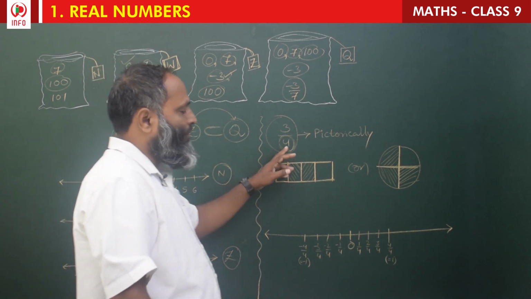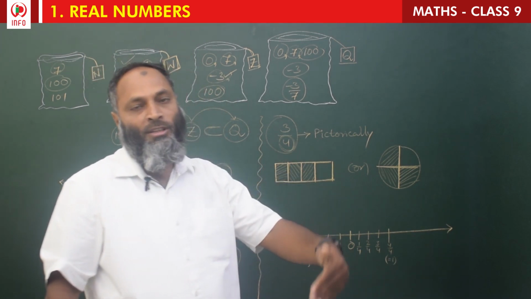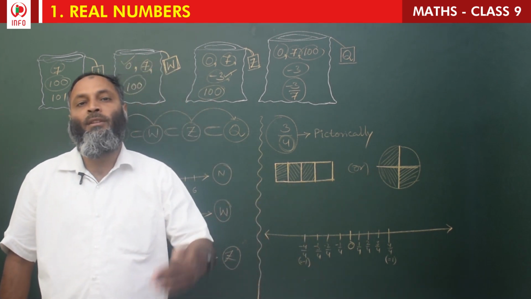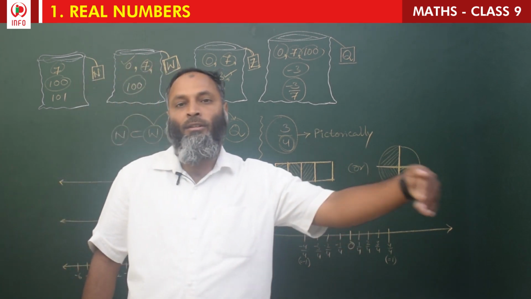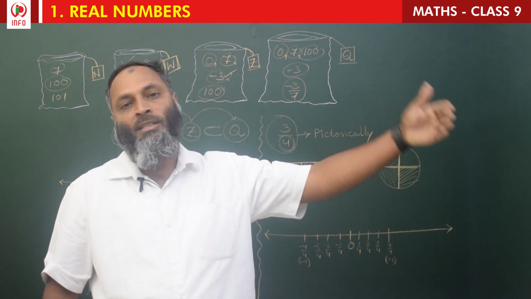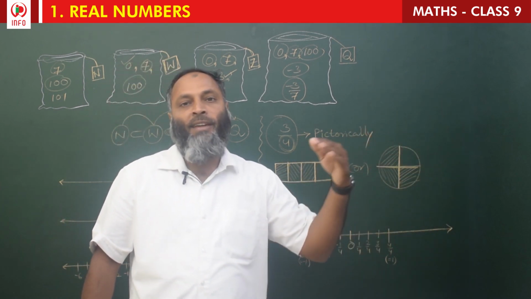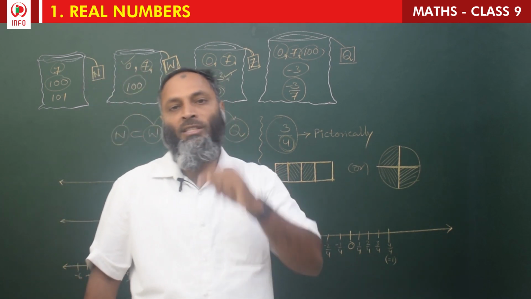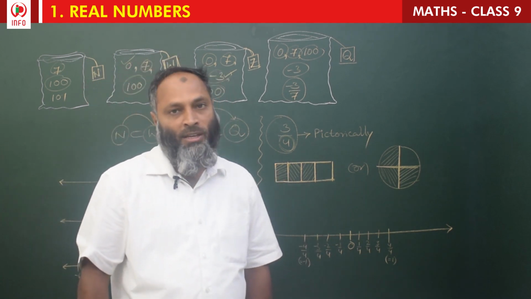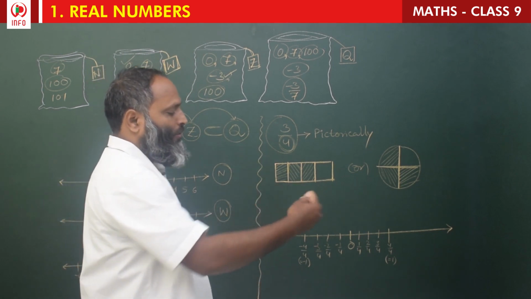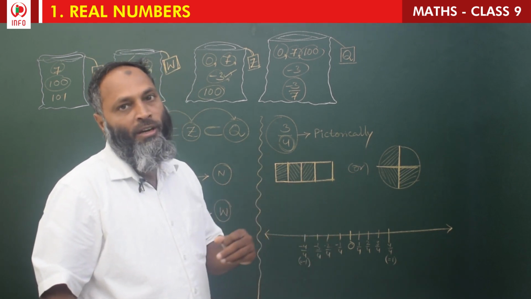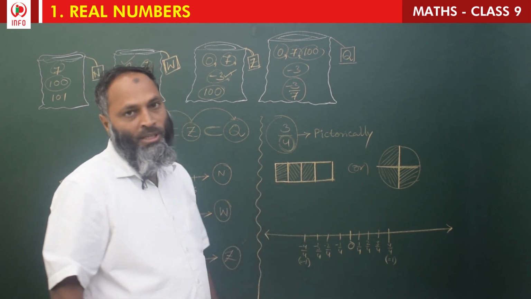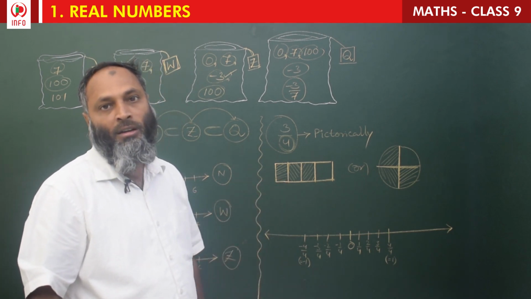So, if by 4 is there, it starts from 1 by 4, 2 by 4, 3 by 4, 4 by 4. If by 7 is there, then it starts from 1 by 7, 2 by 7, 3 by 7, 4 by 7, 5 by 7, 6 by 7, 7 by 7. If numerator and denominator are the same, the value is 1. So, according to the denominator, we should think and represent the given rational number on the number line.